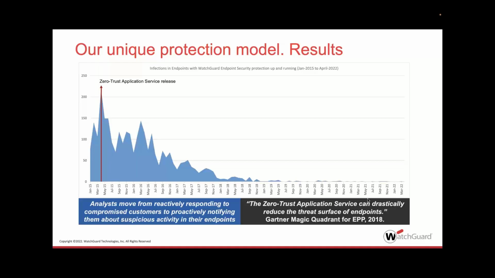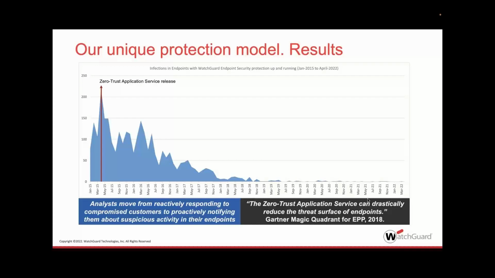We don't give that potentially malicious code a chance to execute. We suspend it before we have to deal with the consequences of an infection. And as early as 2018, Gartner, in the Magic Quadrant for Endpoint Protection Platforms, was recognizing the potential of this technology by saying that Zero Trust Application Service can drastically reduce the threat surface of endpoints. But it's about making it possible. It's about its management not being burdensome for the administrator. And that's where we excel with this Zero Trust Application Service.